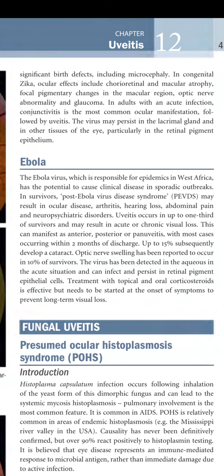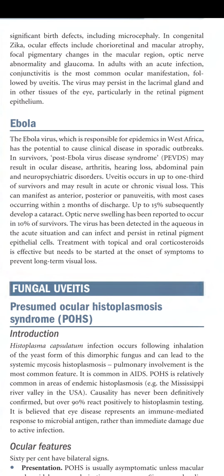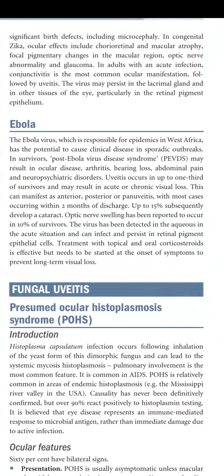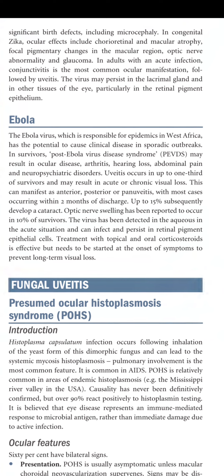In adults with an acute infection, conjunctivitis is the most common ocular manifestation, followed by uveitis. So first there is going to be conjunctivitis, then there is going to be uveitis in the case of Zika. The virus may persist in the lacrimal gland and in other tissues of the eye, particularly in the retinal pigment epithelium. Next is the Ebola. The Ebola virus, which is responsible for the epidemic in West Africa, has the potential to cause clinical disease in sporadic outbreaks.